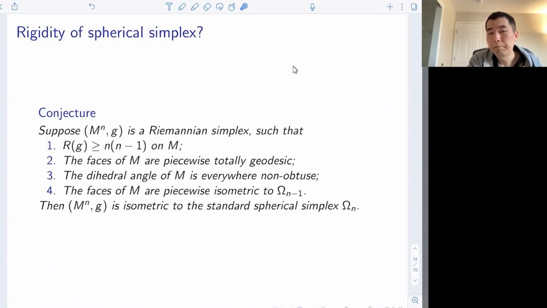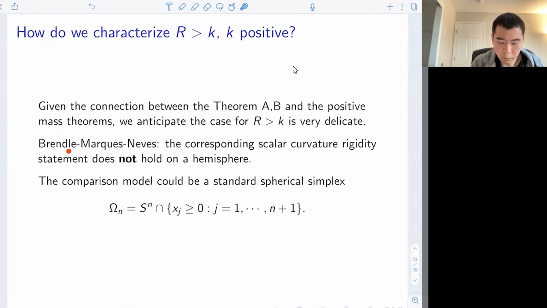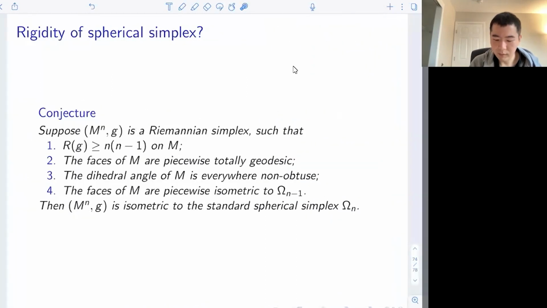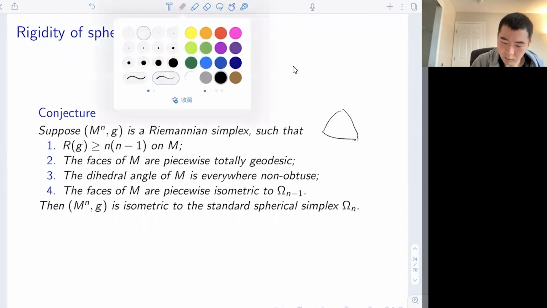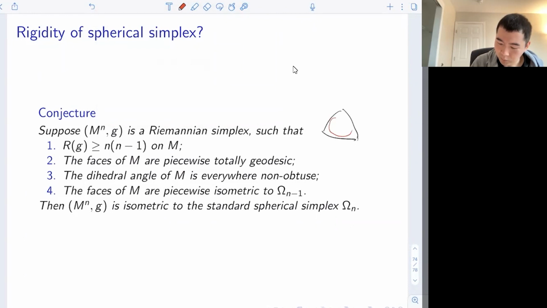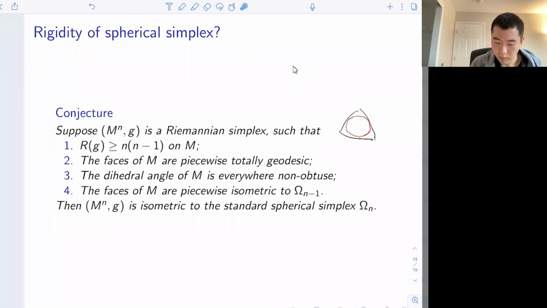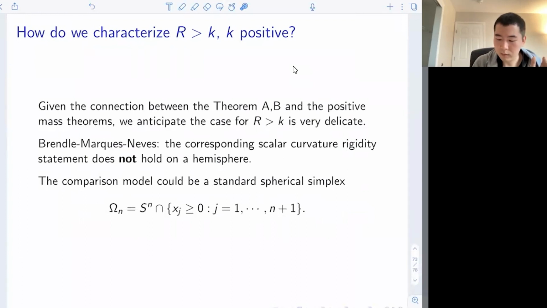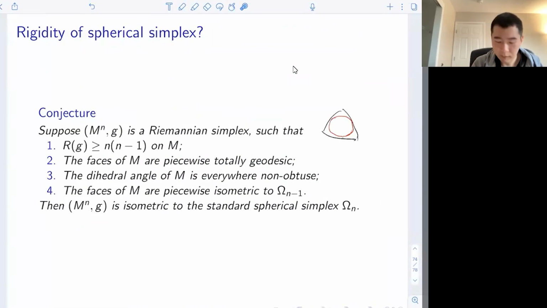Previously I mentioned that there is this counterexample by Brendle-Marques-Neves, that the scalar curvature rigidity statement does not hold on a hemisphere. On the other hand, it is known that such a statement holds for a spherical cap of a small size. Interestingly, the size where this spherical rigidity statement holds is precisely the size of the inscribed sphere of a spherical simplex. Namely, on the standard spherical simplex, you can inscribe the largest spherical cap. I believe the size of this spherical cap is of the same order as in the theorem that scalar curvature rigidity holds. So it is evidence that this conjecture may be true.